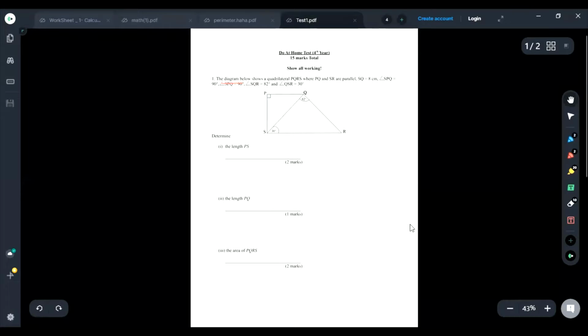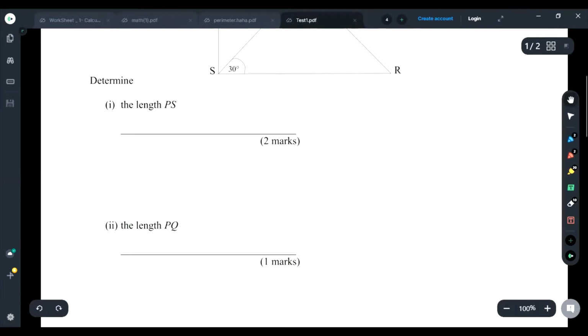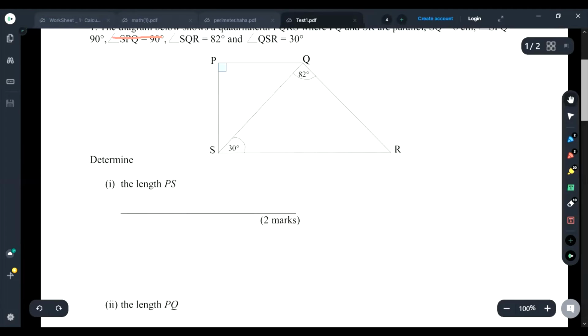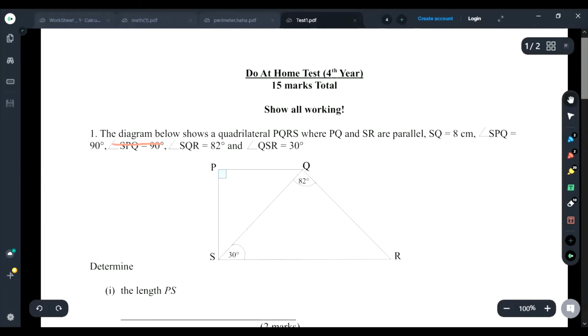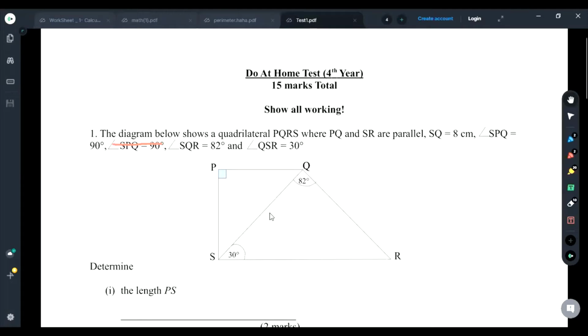Okay, so this is the test that you guys have to cover for this week. All right. So it is a test that requires you to use all the skills you've gained up to this point, or most of those skills, right? And let's look at it.